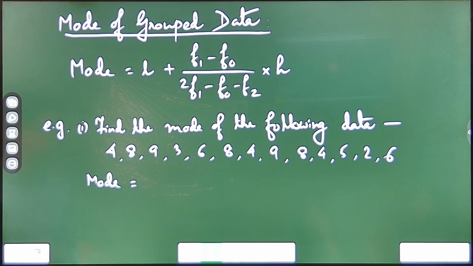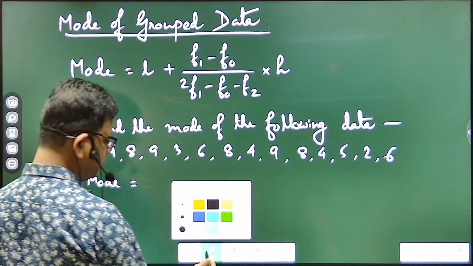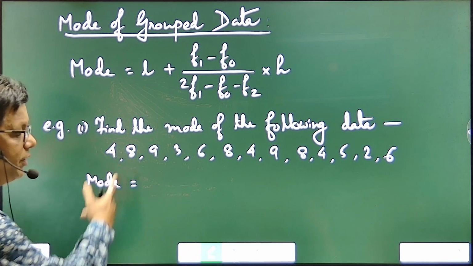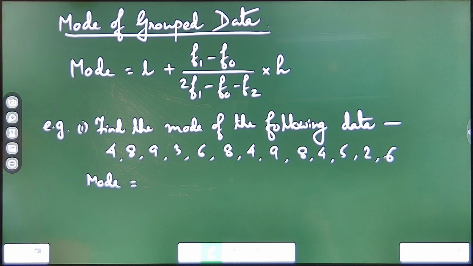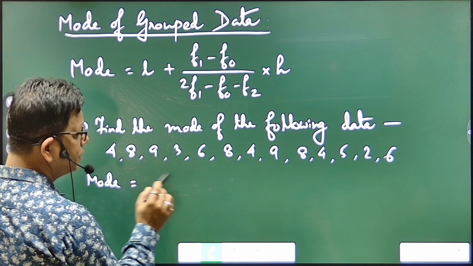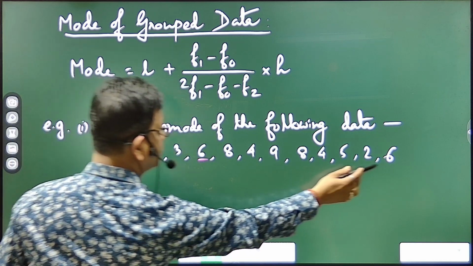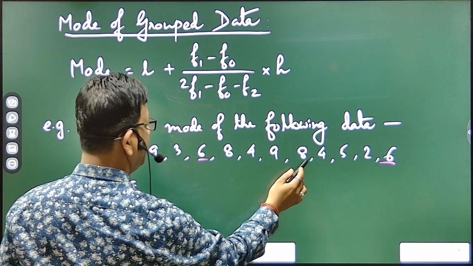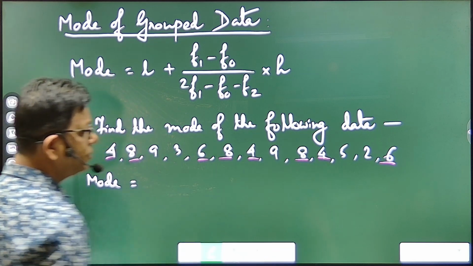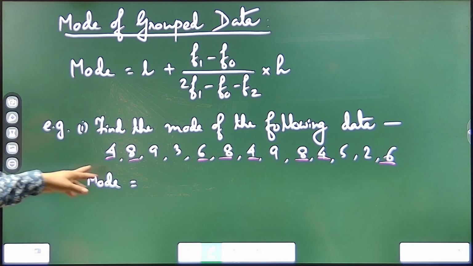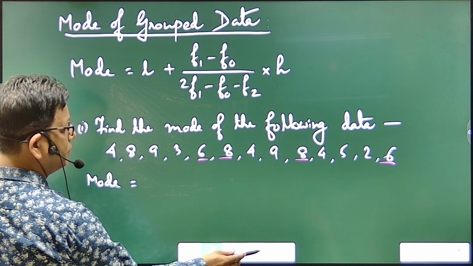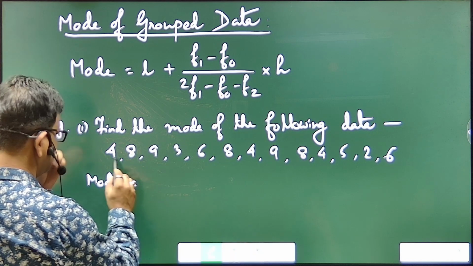The data or number that occurs the maximum number of times is the mode. So the number which is appearing most of the time is the mode. You can see here which number? 6 is how many times? 2 times. 8 is 3 times. 4 is 3 times. So the highest number of times occurring is, I think, 4.